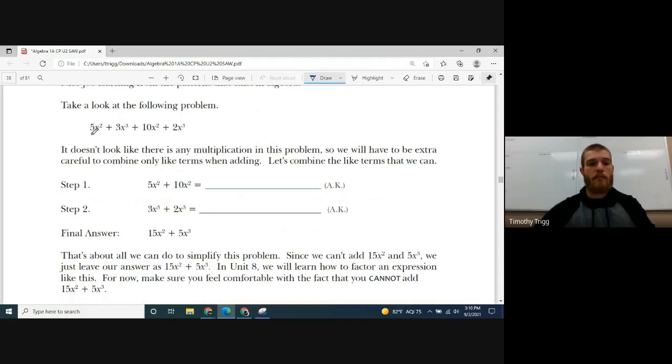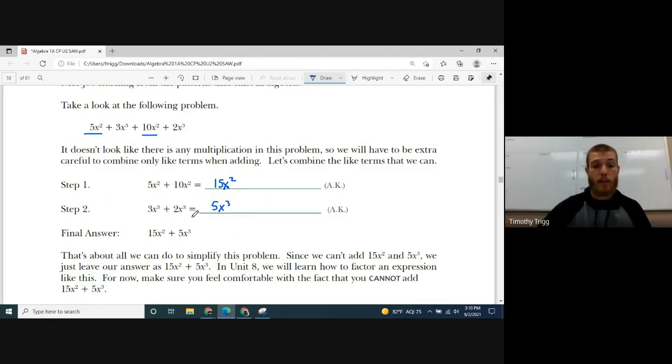Sometimes you might see a bunch of stuff together, and you might be able to combine some of it together, right? So we call that combining like terms. So we might see, okay, I can't add the 5x squared and the 3x to the 3rd. I can't combine these, but I can combine the 5x squared with this plus 10x squared. That'll make 15x squared. So I can combine the terms that are alike. Similarly, the 3x to the 3rd plus the 2x to the 3rd gives me 5x to the 3rd.